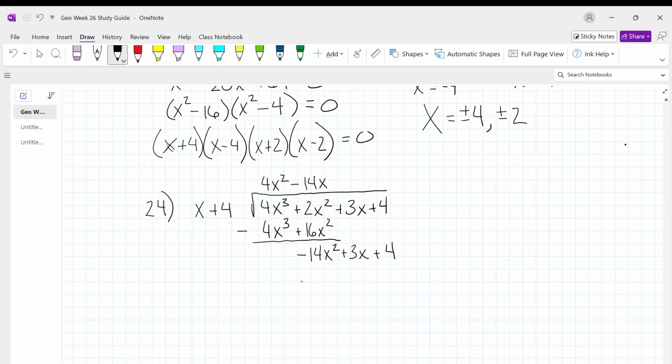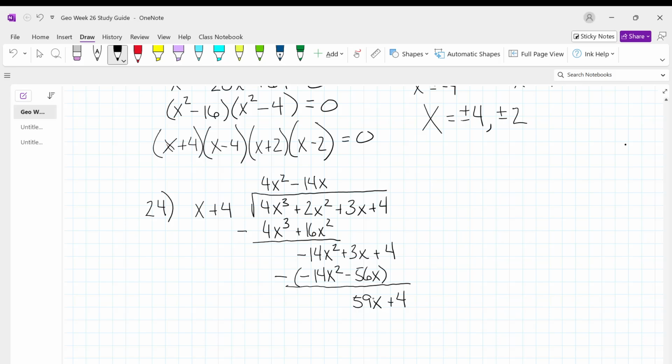Then we multiply. Negative 14x times x is negative 14x squared. And negative 14x times 4 is negative 56x. Now we're going to subtract all of this. So when you're subtracting a negative, it's the same as adding. So we get a 0 here, and we get 3x plus 56x, which is 59x. And we bring down the 4.